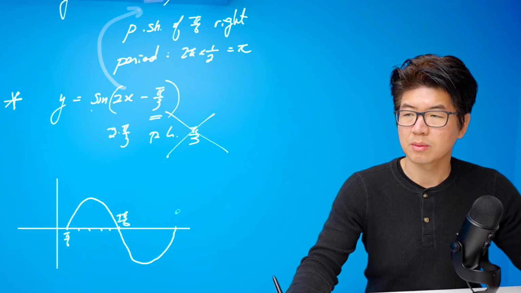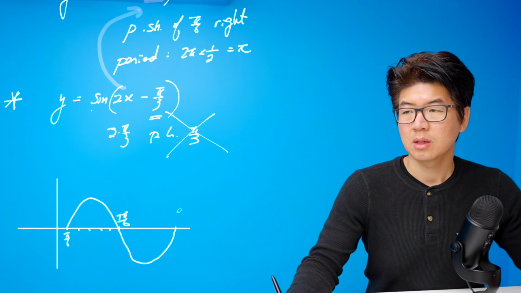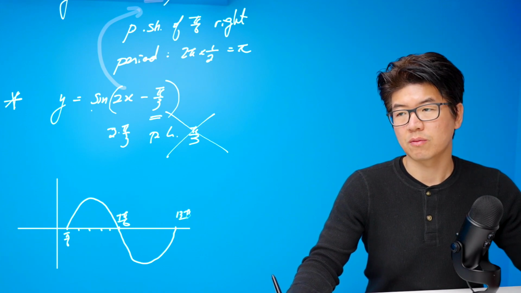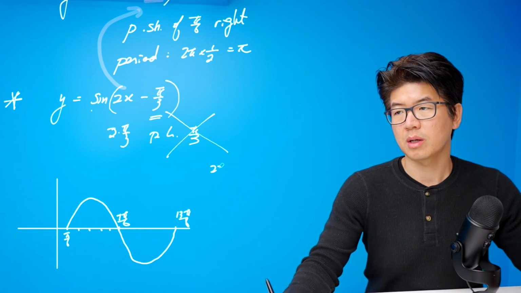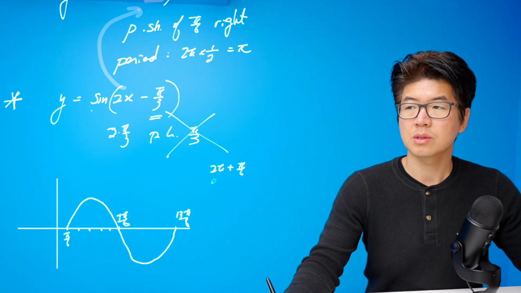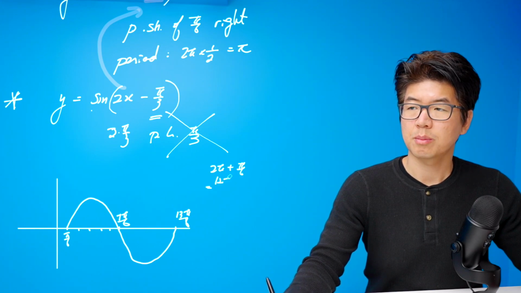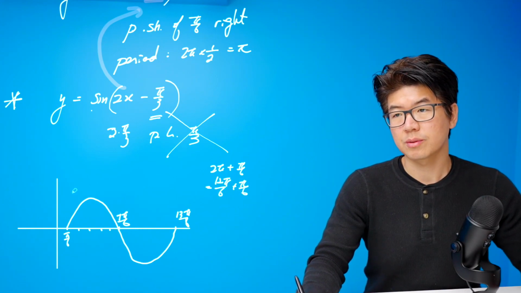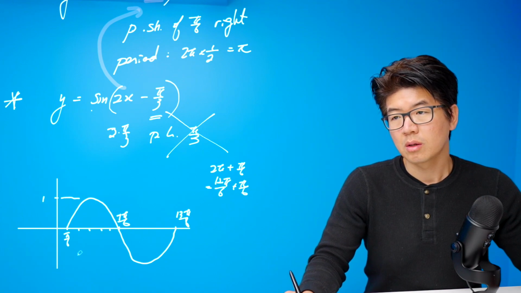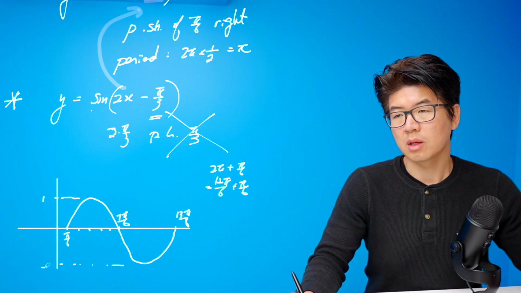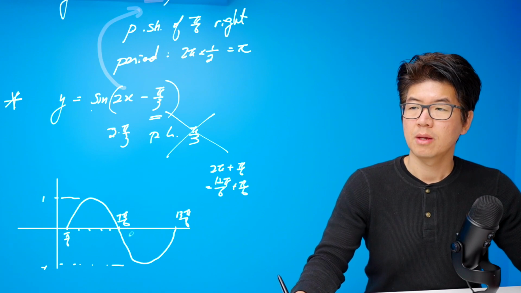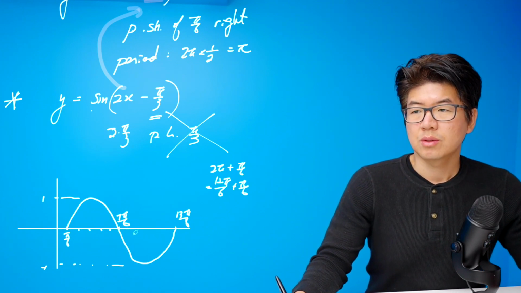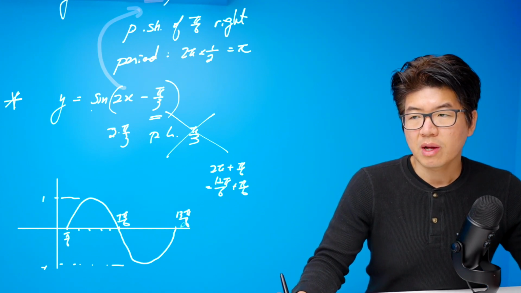And this right here is going to be 2 pi plus pi over 6. It's 13 pi over 6. 2 pi plus pi over 6, that's 12 pi over 6 plus another pi over 6, so 13 pi over 6. So 1, -1, okay? So this will be the graph.